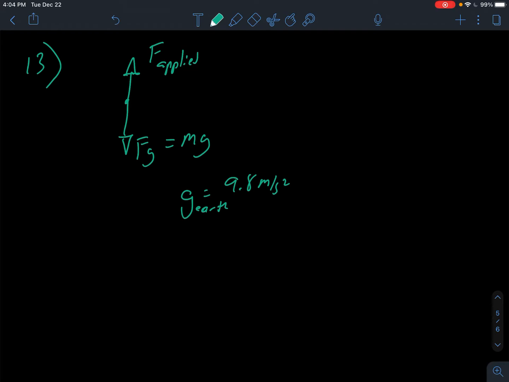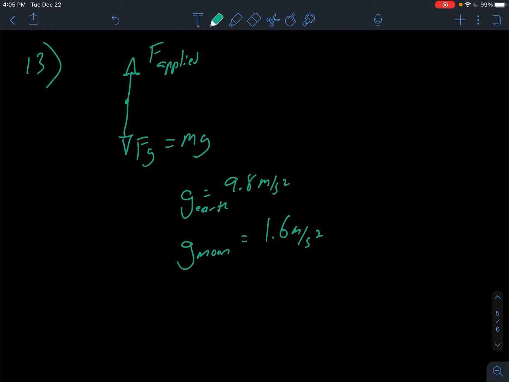Let me do a quick search. I always forget this. Yeah, it's 1.6. So G on the moon is a lot less. So it will weigh less. If something weighs less, it's easier to pick up, less effort, less force.